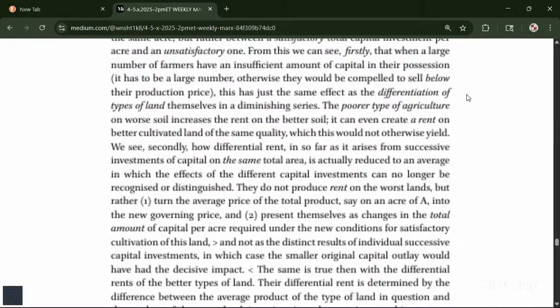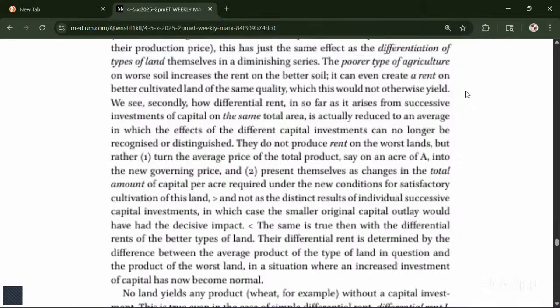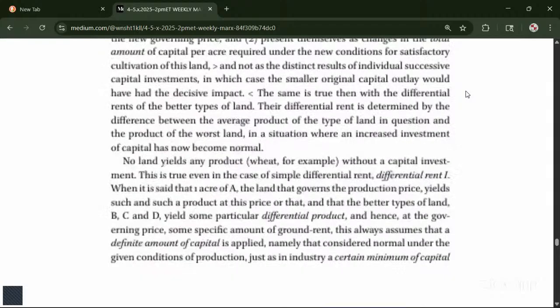The same is true then with the differential rents of the better types of land. Their differential rent is determined by the difference between the average product of the type of land in question and the product of the worst land in a situation where an increased investment of capital has now become normal. No land yields any product, wheat for example, without a capital investment. This is true even in the case of simple differential rent, that is differential rent 1 of type 1.